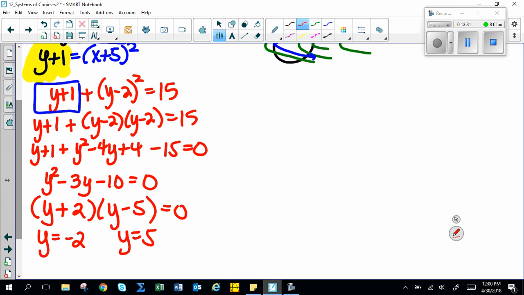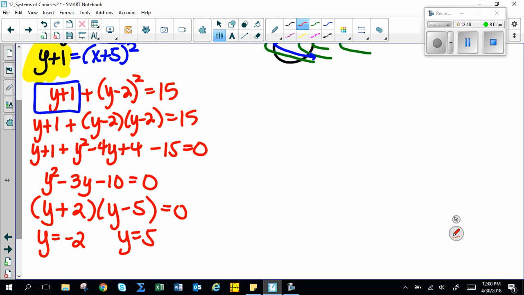Remember, that's just the y value. I need the corresponding x values now. All right, so which equation do you think might be a little friendlier? I think the second one looks a little friendlier, but you can certainly use the first one. It's just going to take a little bit more work.